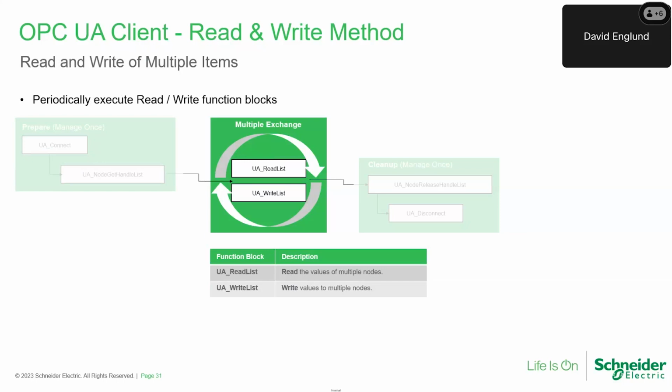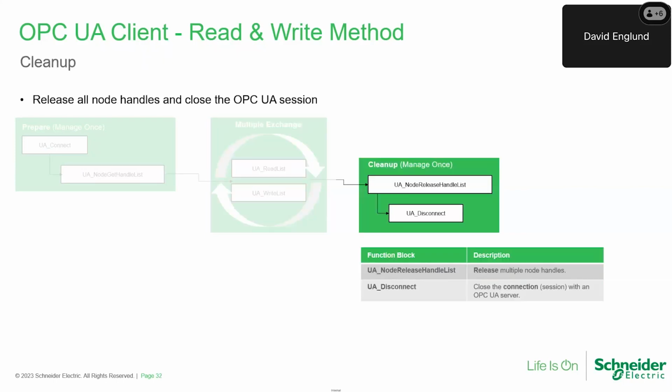Now that the connection is prepared, we can perform multiple read and write exchanges as needed. The UA read list instruction is used to read the values of multiple nodes, and the UA write list instruction is used to write values to multiple nodes. The OPC UA client connections and handles take up memory in the OPC UA server, and the handles will be invalid if there is a disconnection. Therefore, it is required to clean up our connections if either the OPC client or server must be taken offline, or if the connection is lost.